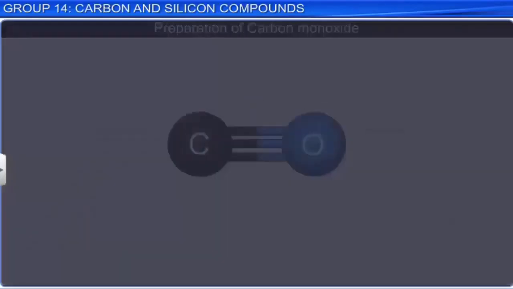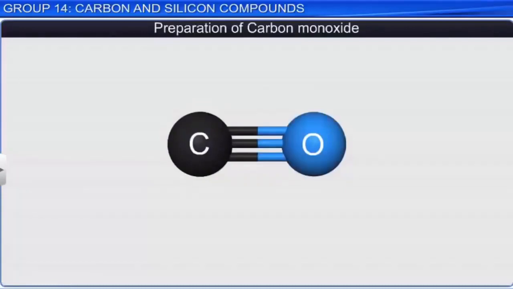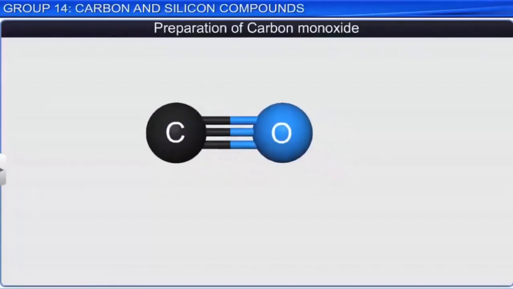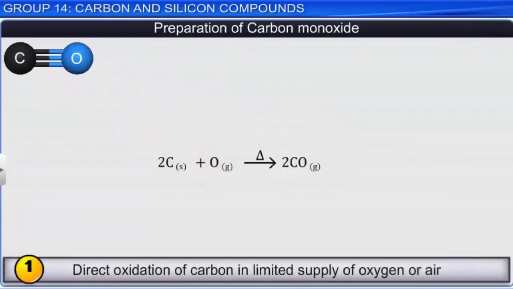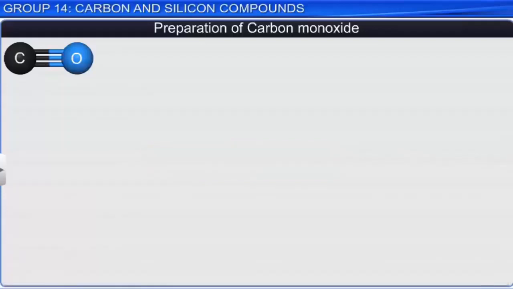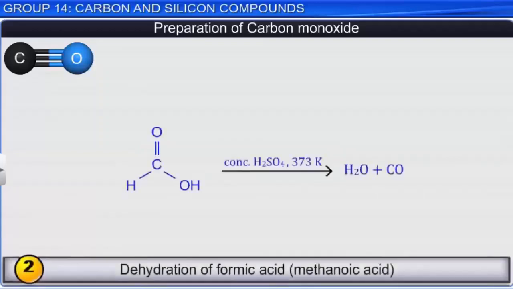There are several ways to prepare carbon monoxide. The first way is the direct oxidation of carbon in a limited supply of oxygen or air. The reaction shown here is an example of incomplete combustion. Another way is the dehydration of formic acid, also known as methanoic acid, with concentrated sulfuric acid at 373 Kelvin.